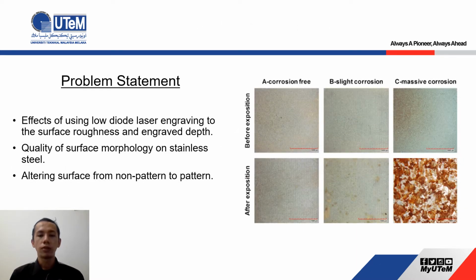Problem statement of this research is effect of using low diode laser engraving to the surface roughness and engraved depth. Second is quality of surface morphology on stainless steel. And lastly, altering surface from non-pattern to pattern.